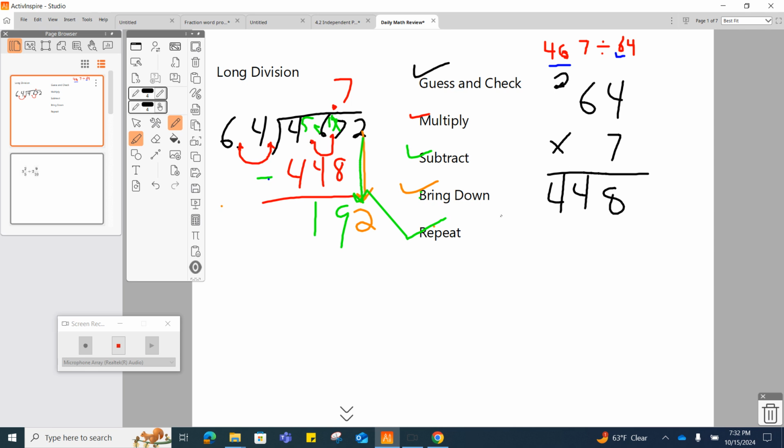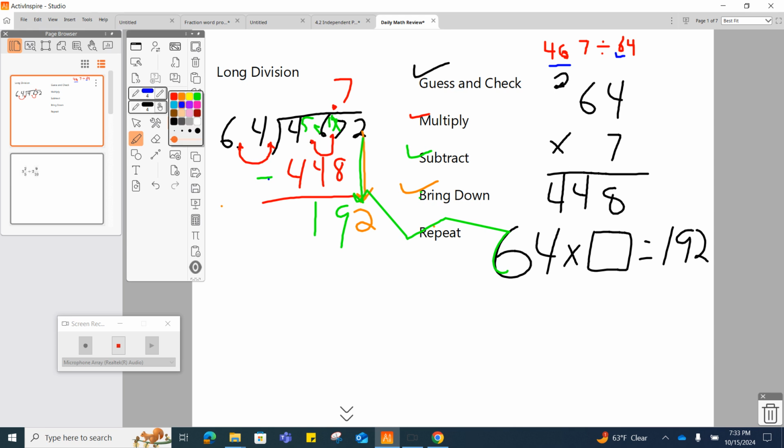I'm not going to be able to color code it, but I'm basically now saying to myself, 64 times some number is going to get me to 192. That's the guess and check piece. So I look at just the 6 and these first two numbers, 19. And 6 is going to go into 19 about 3 times because 6 times 3 is 18. So I'm going to guess and check 3.